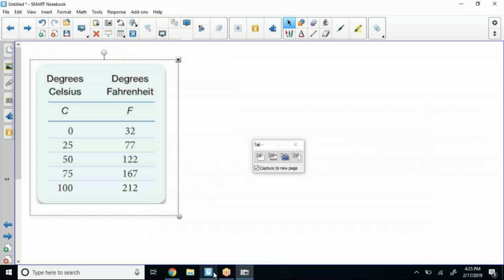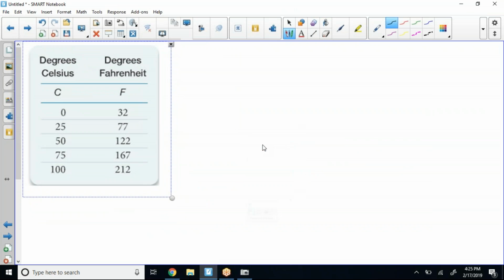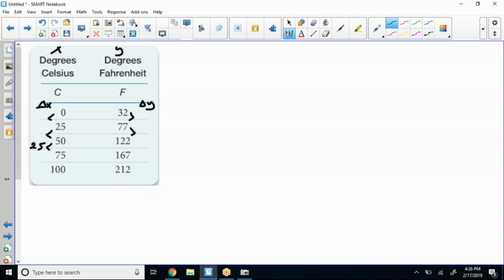So let's look at this, because it's not as bad as what you think. You've done it, but here we go. This is X, and here's Y. So we've got an ordered pair, and what we need to do is find the slope. Here's change in X and here's change in Y. It should be constant because it's a linear equation. These are all going up by 25, right?